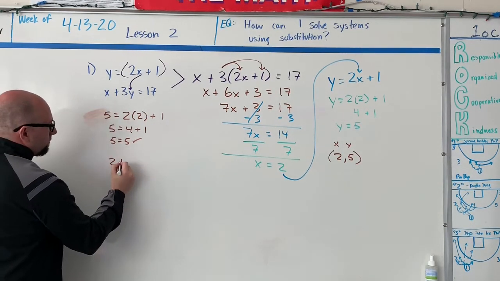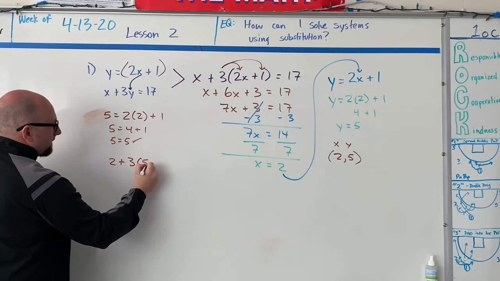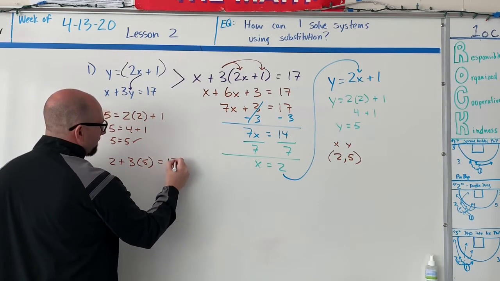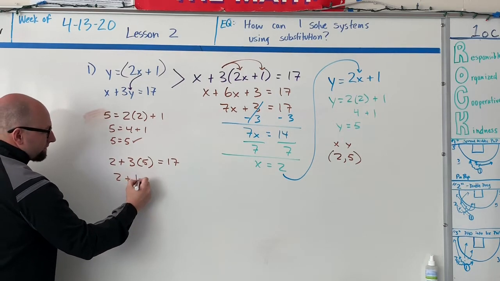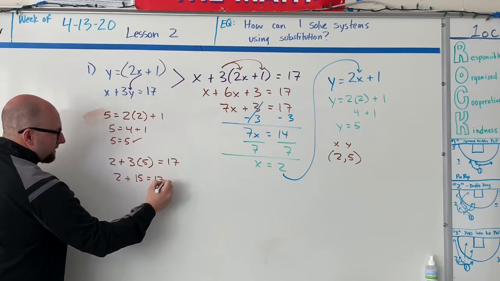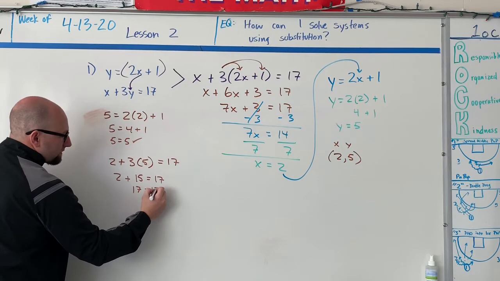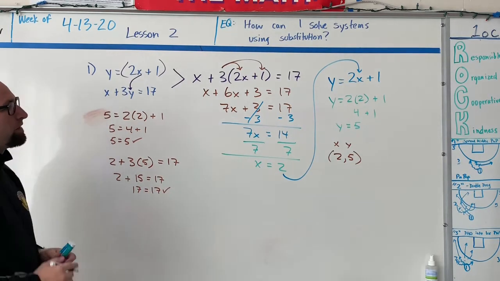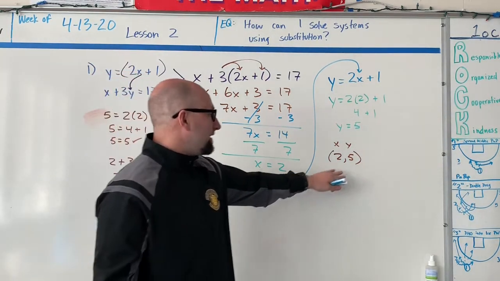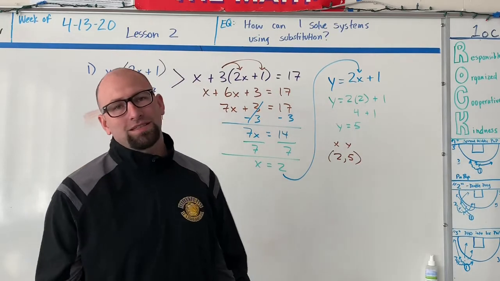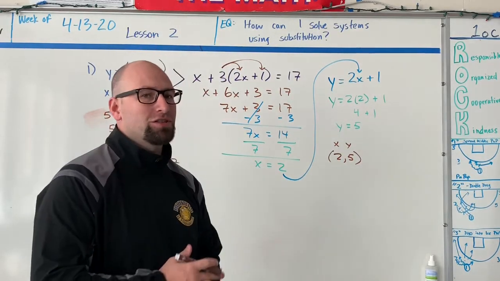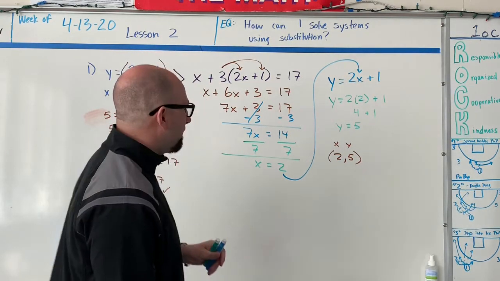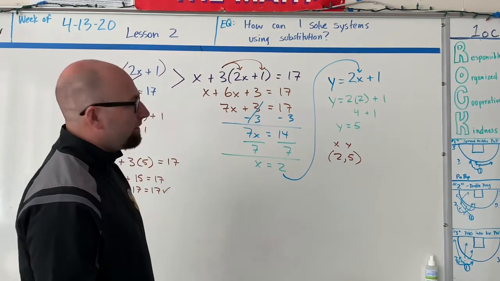We got 2 plus 3 times 5 equals 17. Okay, so we got 2 plus 3 times 5 is 15 equals 17. 17 equals 17. That's right. So that point is on both the lines, so that makes sense that that is where those two lines intersect. So the point of intersection is called your solution. So we just found the solution to this system of equations.